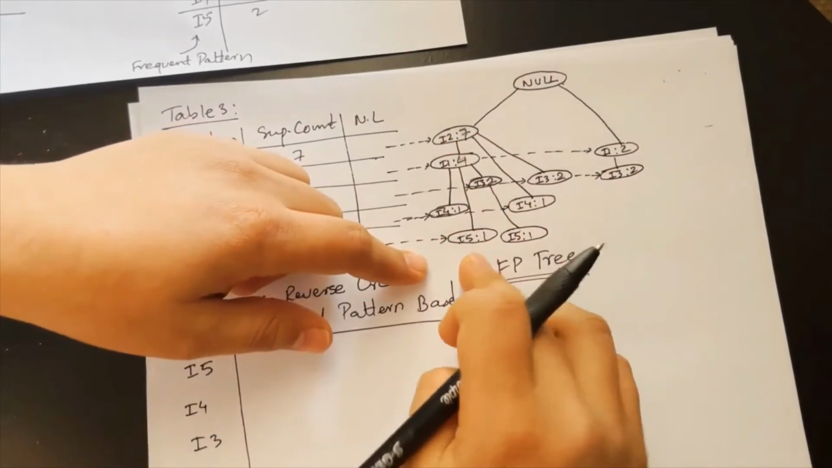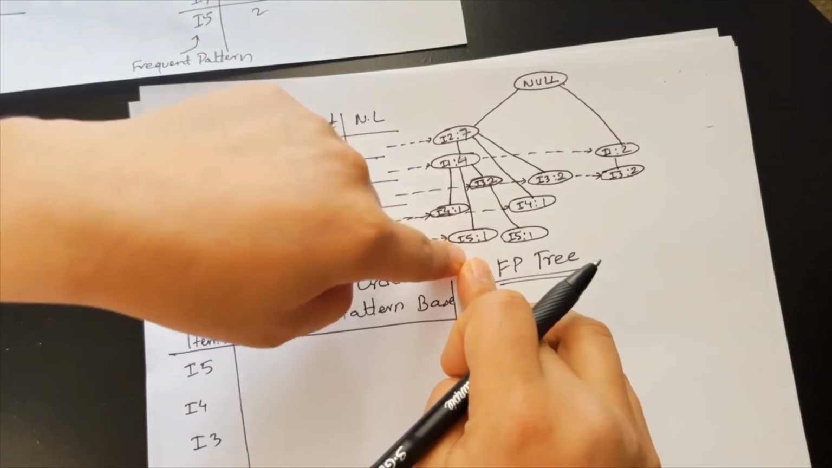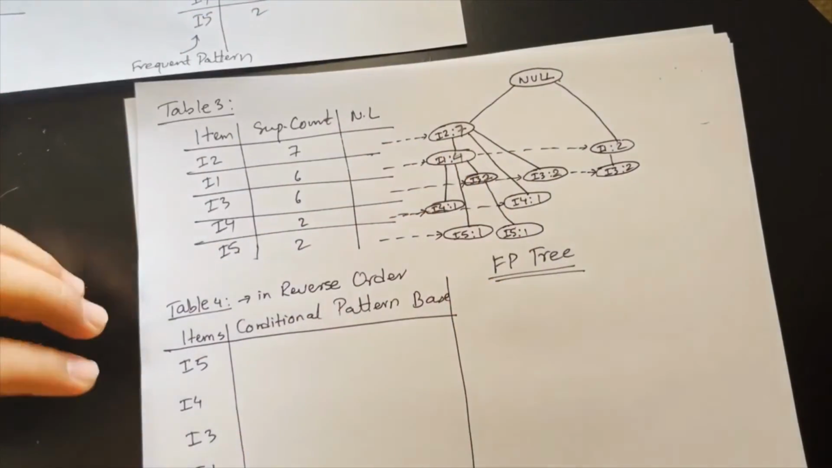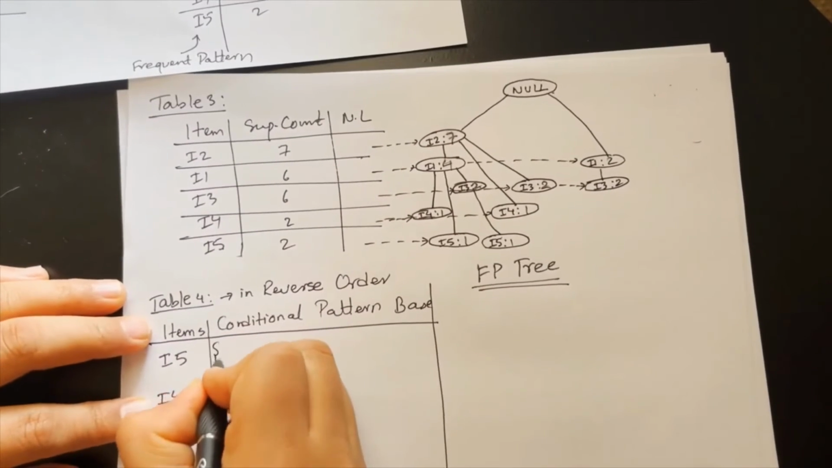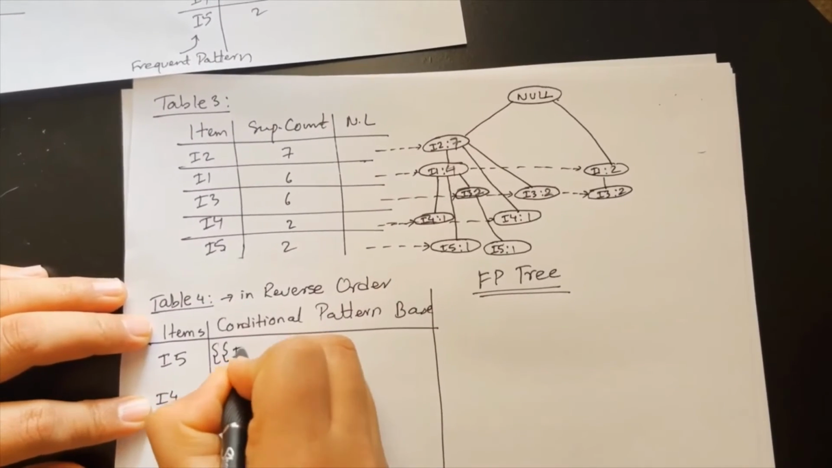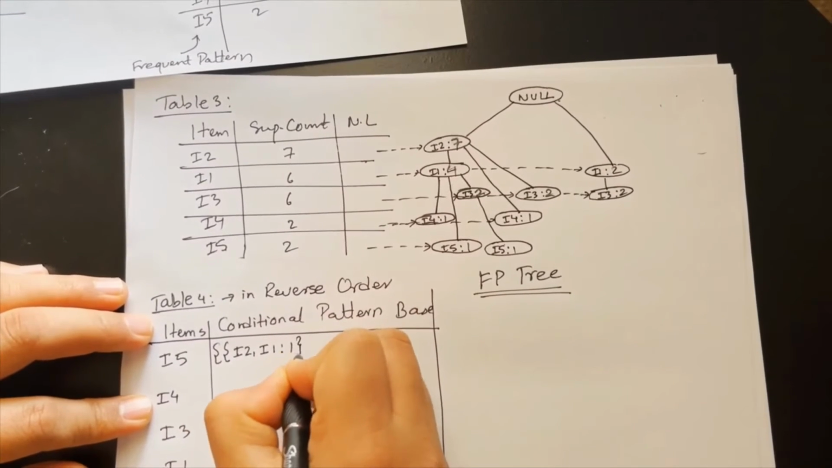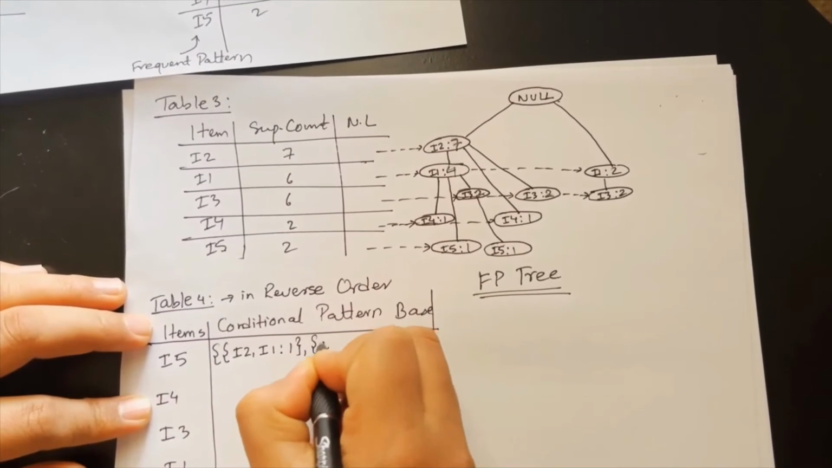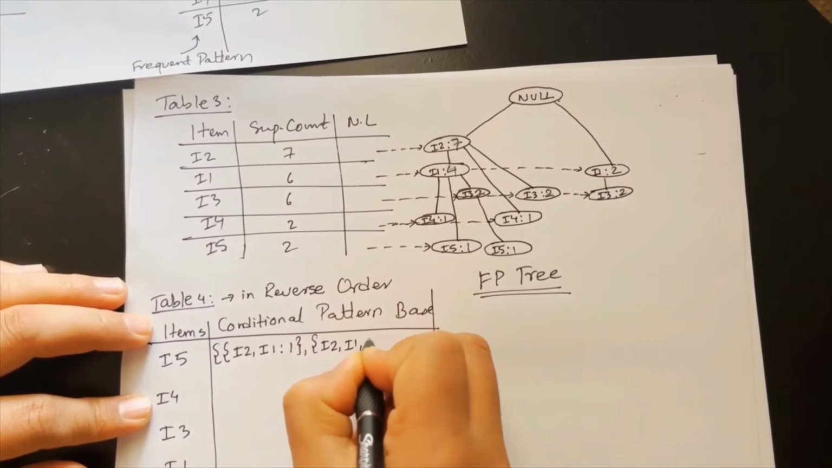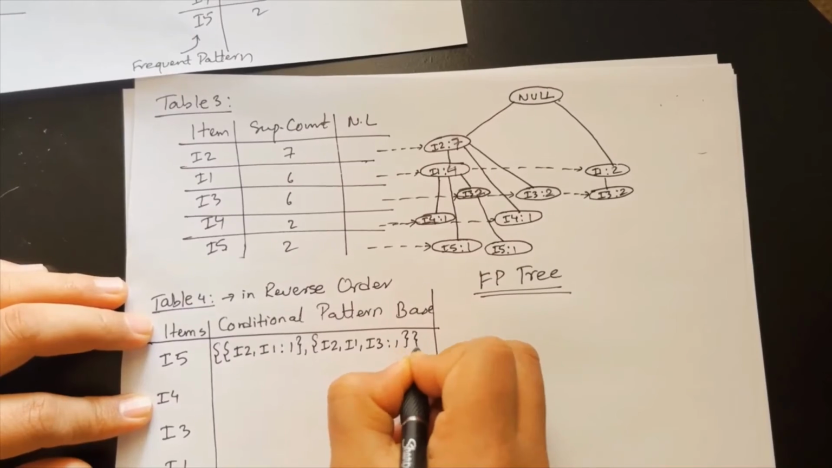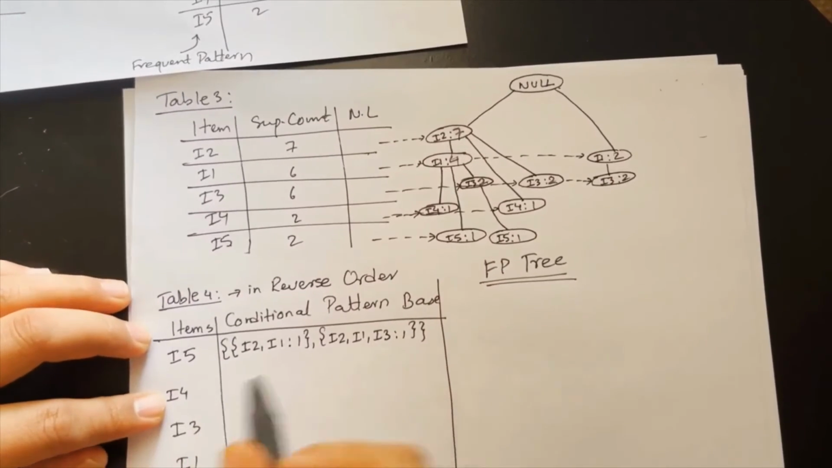There are 2 items linking I5. It is I2, I1, and I5, and I2, I1, I3, I5. So there are 2 conditional pattern bases for this one. They are I2, I1, with a count of 1, and the other one is I2, I1, I3 with the pattern base 1.